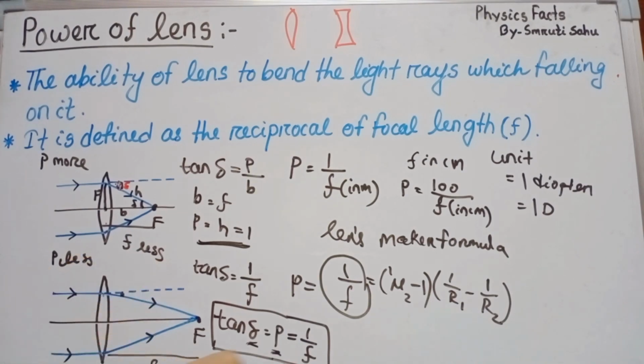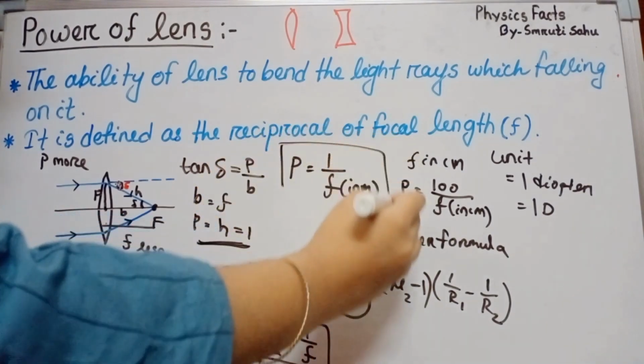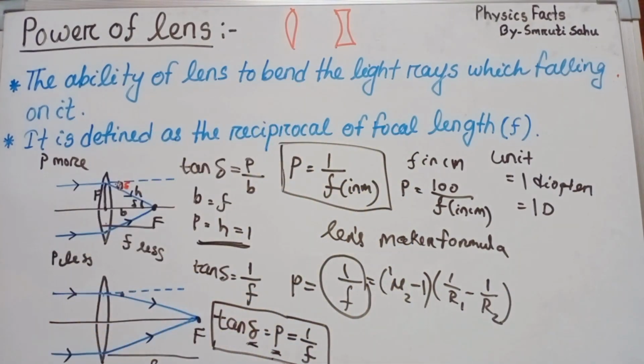So here we got that power is the reciprocal of focal length. This one is the formula. Now we discuss different cases. That means in case of a convex lens or a concave lens, what is the power? That may be positive, may be negative.